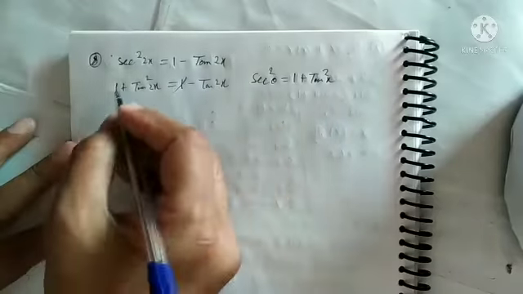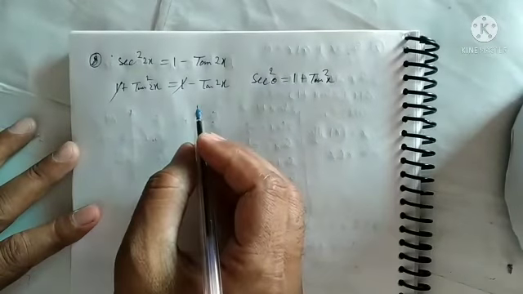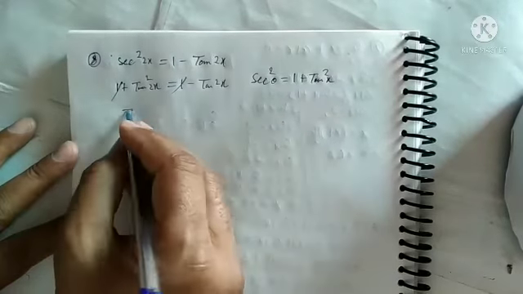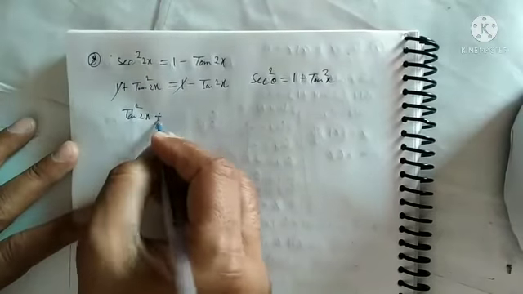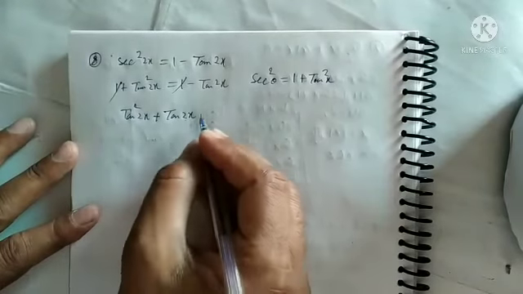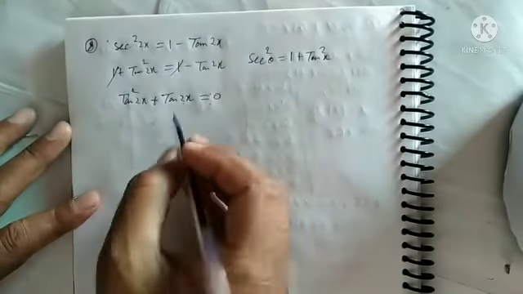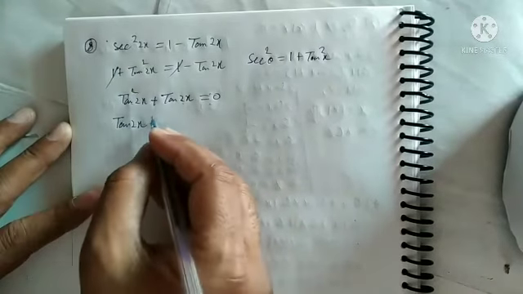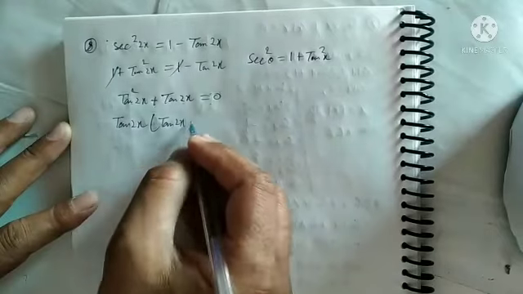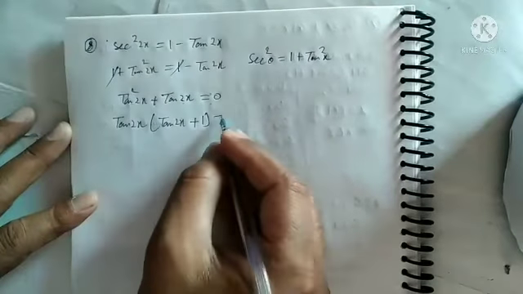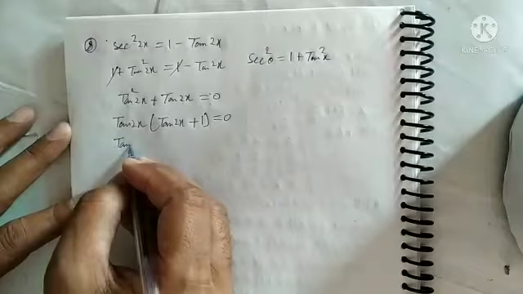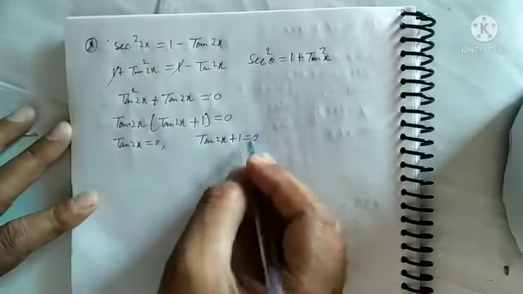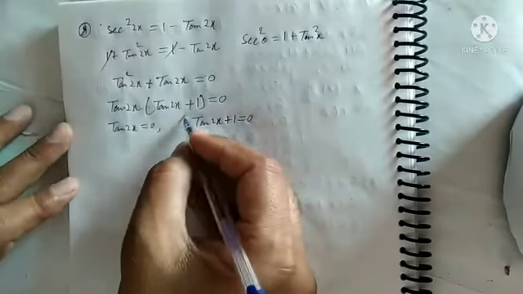Okay. Here after 1 cancels, what you can observe here, this is tan 2x. If you take this side, it becomes positive. This is tan square 2x plus tan 2x is equal to 0. Nothing is left. Now what is common from this? You can see tan 2x is common. So tan 2x is left inside the bracket, and plus, 1 is left, is equal to 0. So you can write down here tan 2x is equal to 0, also tan 2x plus 1 is equal to 0. Both terms.